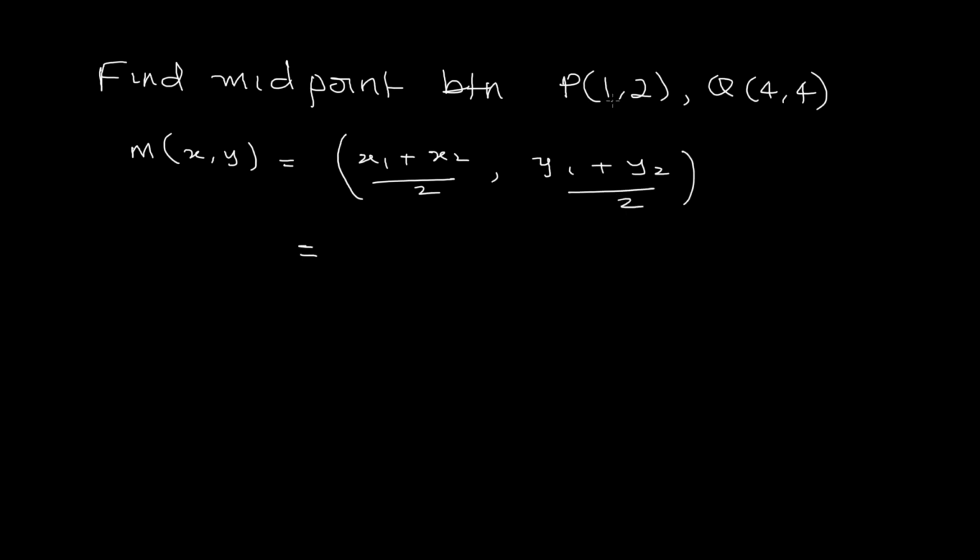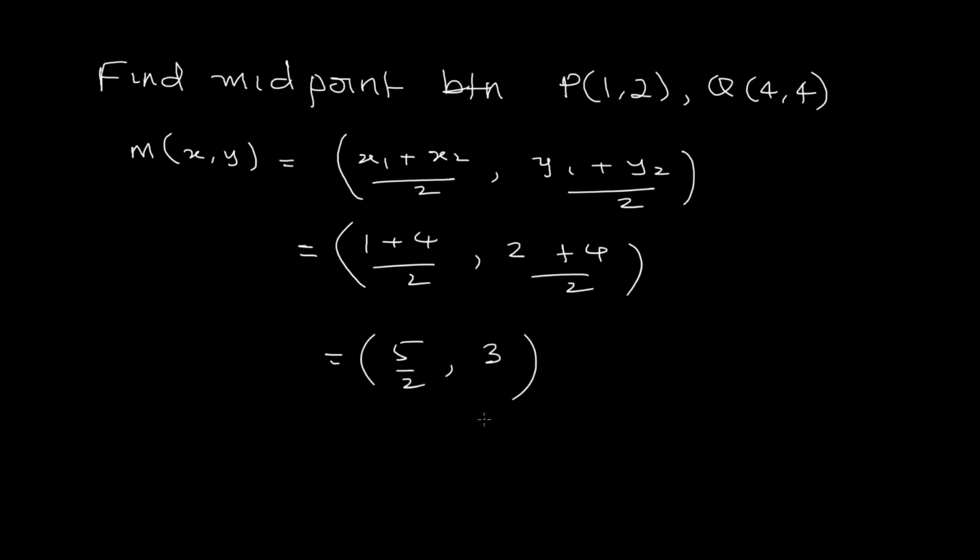Now here we collect our terms. This is 1 and 4. So 1 plus 4 over 2. Then this one will be 2 plus 4 over 2. So then we have 5 over 2, and then we have 3 this side. That will be our coordinates.